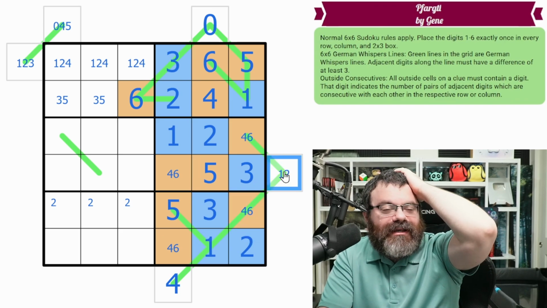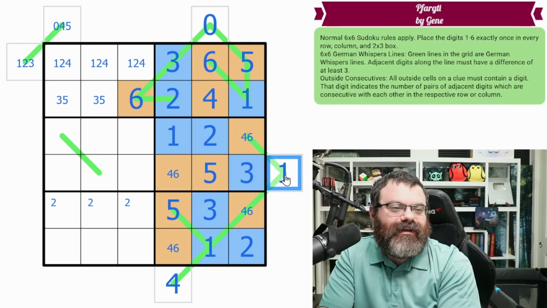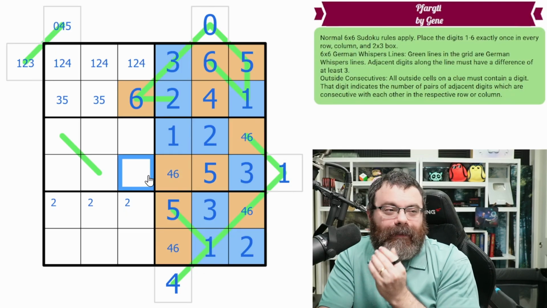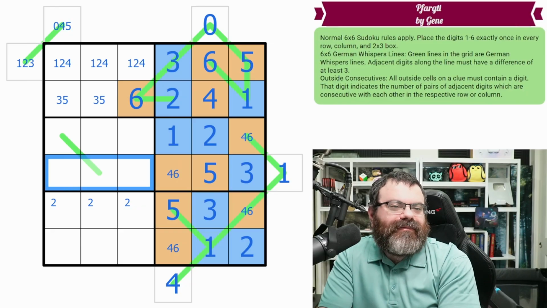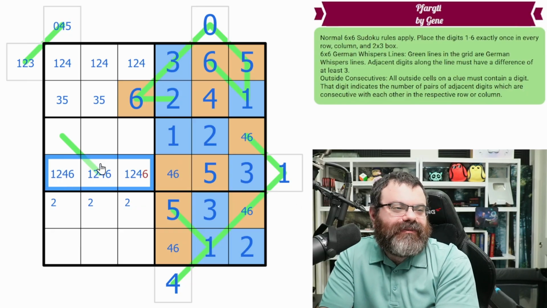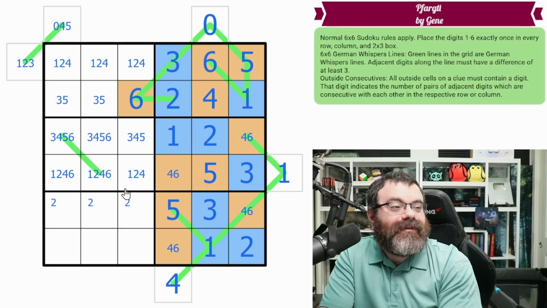So this is going to be next to a 4. So this has to be a 1. All right. And so this is our one consecutive digit. So we got to get careful a little bit. This is 1, 2, 4, 6. And this is 3, 5, 4, 6.